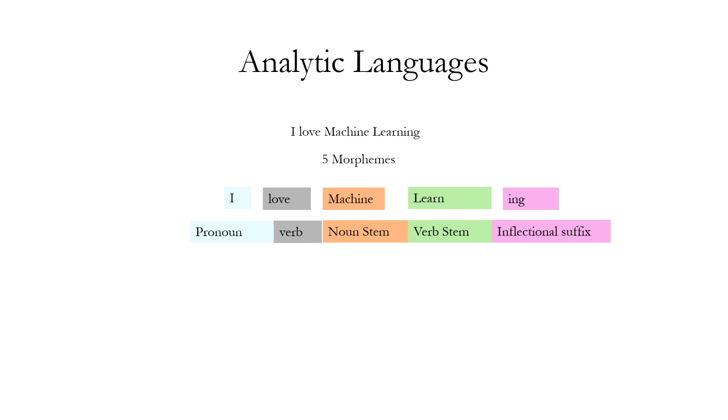So analytic languages: I love machine learning. There's 5 morphemes. We've got the pronoun, the verb, the noun stem for machine, the verb stem for learn, and then the inflectional suffix for -ing.